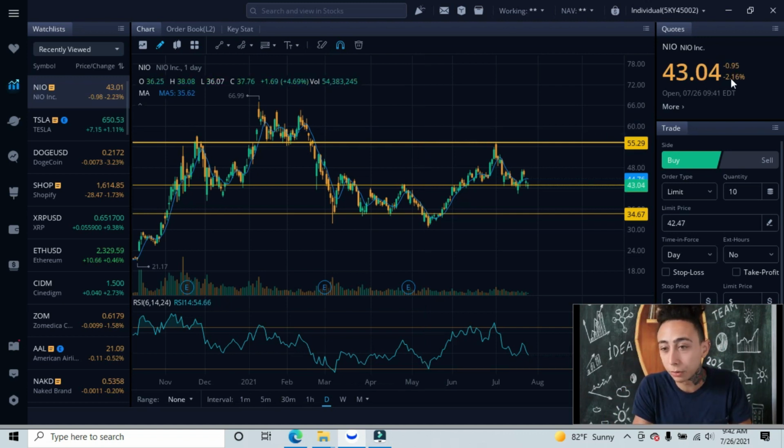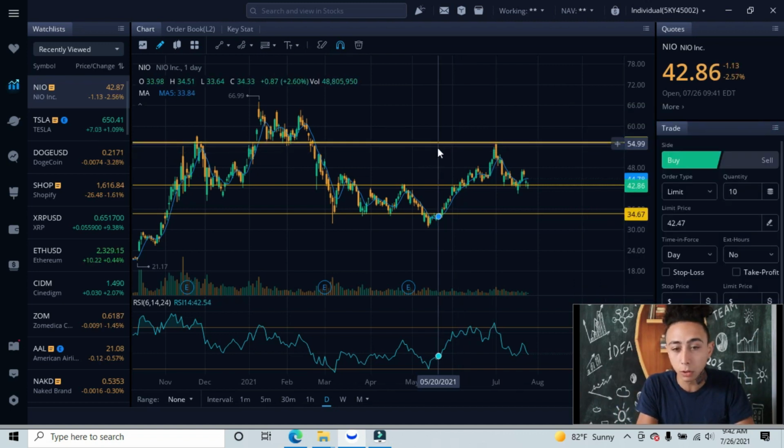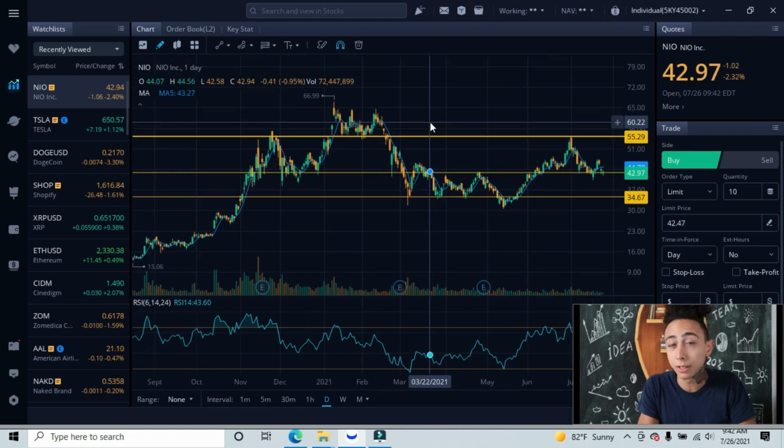So we're down nearly 2 and fluctuating between 3% down for the morning. We look at our volume. We're at 8.3 million, so we're definitely above the 150,000 threshold that we like to see. Let's first go over our support and resistance lines, and then we'll get into more in depth on where we're at. So this top line at the $55 area is our highest level of resistance tested.